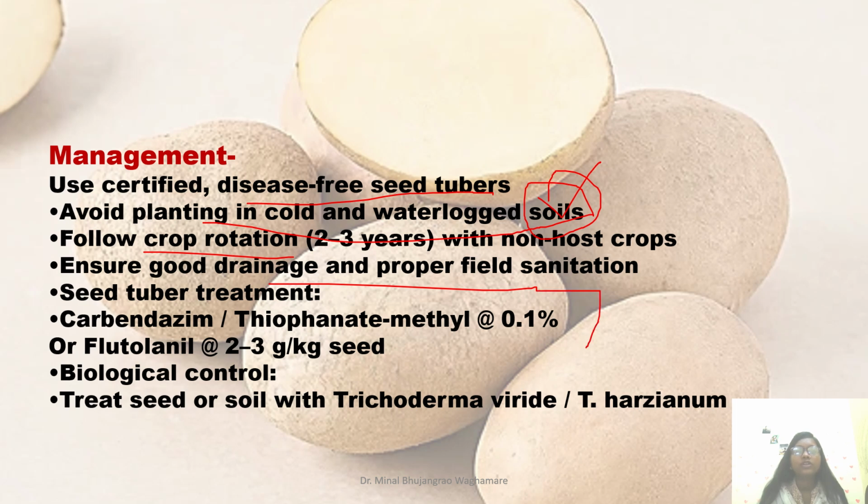We can do treatment of the tuber with carbendazim 0.1%, and other seed treatments such as thiophanate methyl and flutolanil we can provide to the tuber. Trichoderma viride and harzianum can also be used at 10 gram per kg seed, as a seed treatment for tubers.